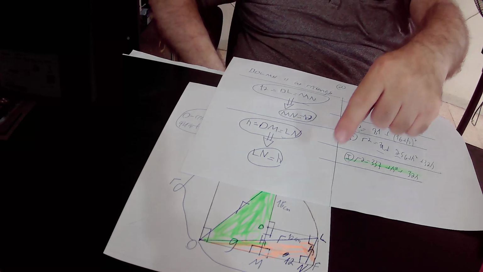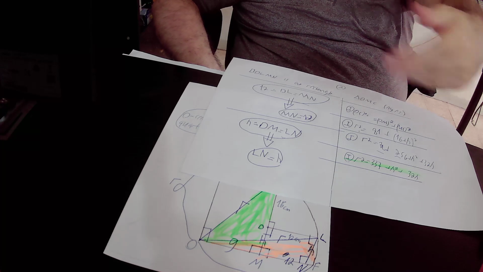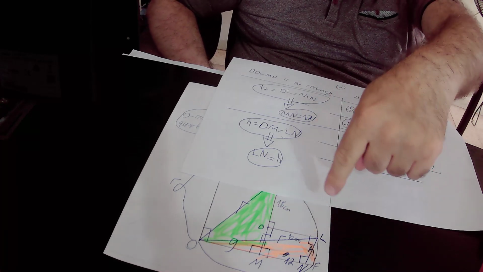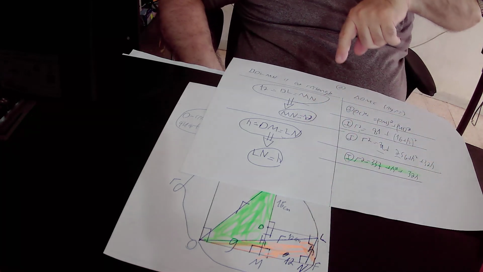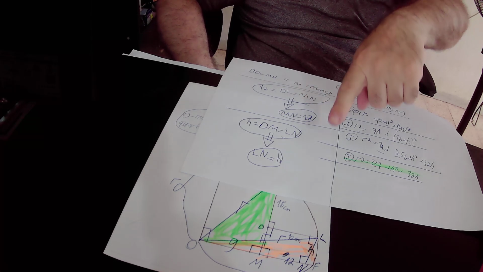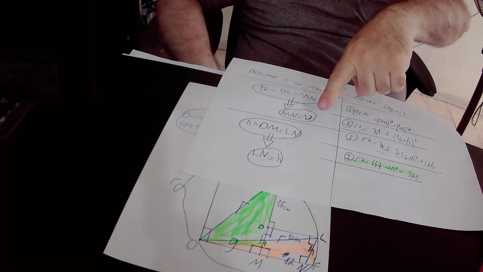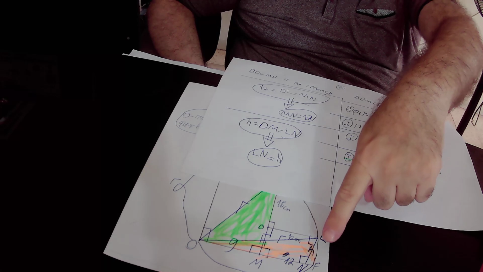Then the next step, we defined side DM as H. And according to the same rule that the opposite sides of a rectangle are equal to each other, we get that DM equals LN, of course. But according to our definition, DM equals H. So from this equation, H equals DM equals LN, we derive that LN is also equal to H.